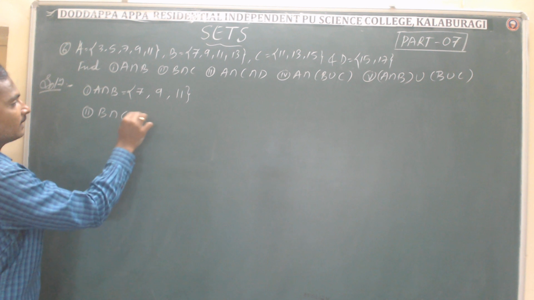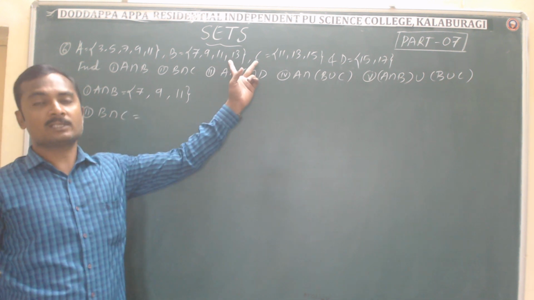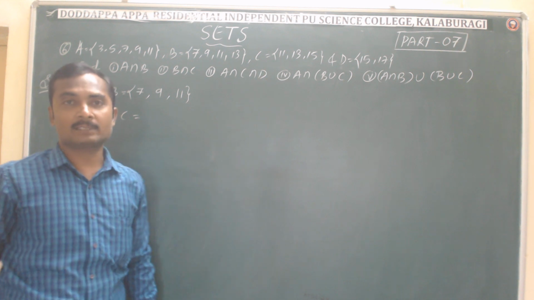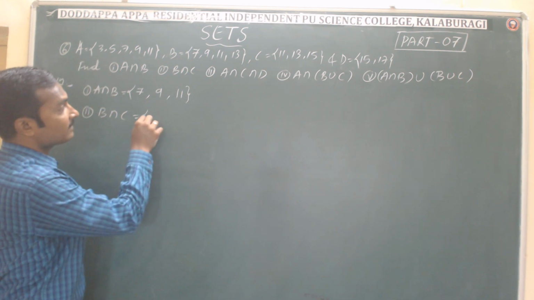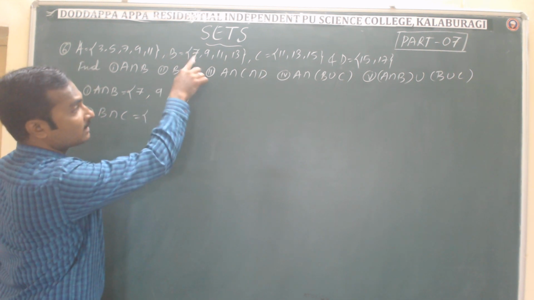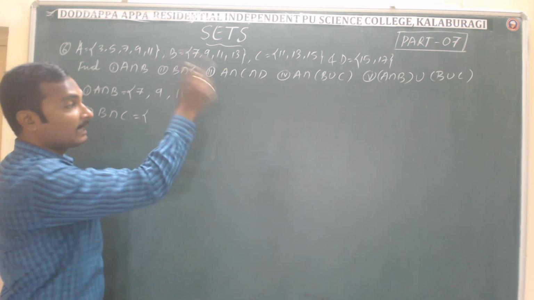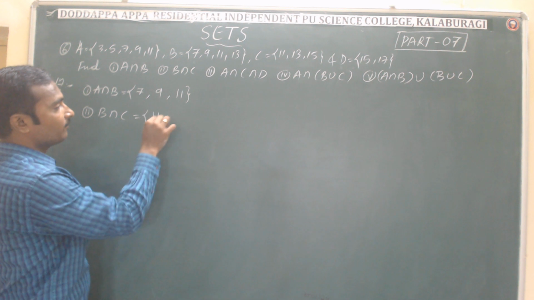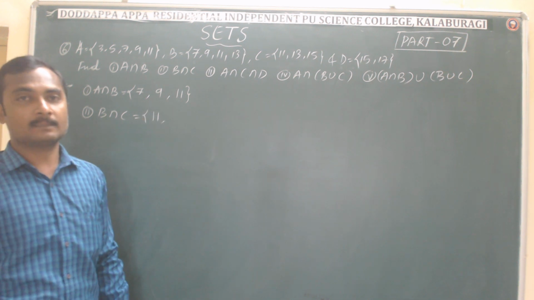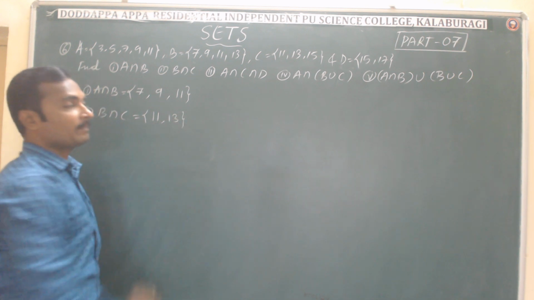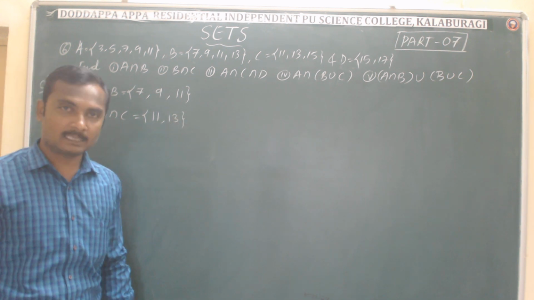B intersection C. To find the intersection of these two sets, the set B is 7, 9, 11, 13 and set C contains 11, 13, 15. So what are the common elements of the sets B and C? 7 is not present in both the sets. 9 is not present in both the sets. 11 is present in both the sets. Therefore, 11 is a member of B intersection C. Similarly, 13 is present in both the sets, so 13 is a member of B intersection C.